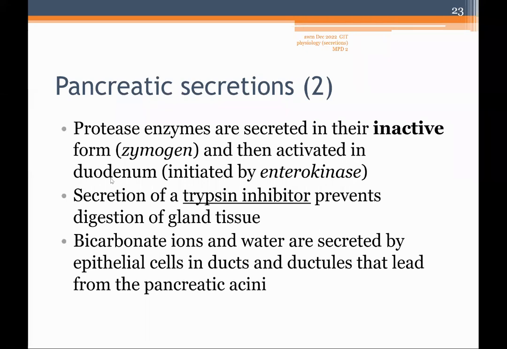Then you have the bicarbonate ions and the water, the watery component. These are not secreted by the pancreatic glandular cells. They're secreted by the epithelial cells that line the duct and the ductules that lead from the pancreas into the duodenum. So that will be the source of your bicarbonate ions and water, and you can see the source of the enzymes.